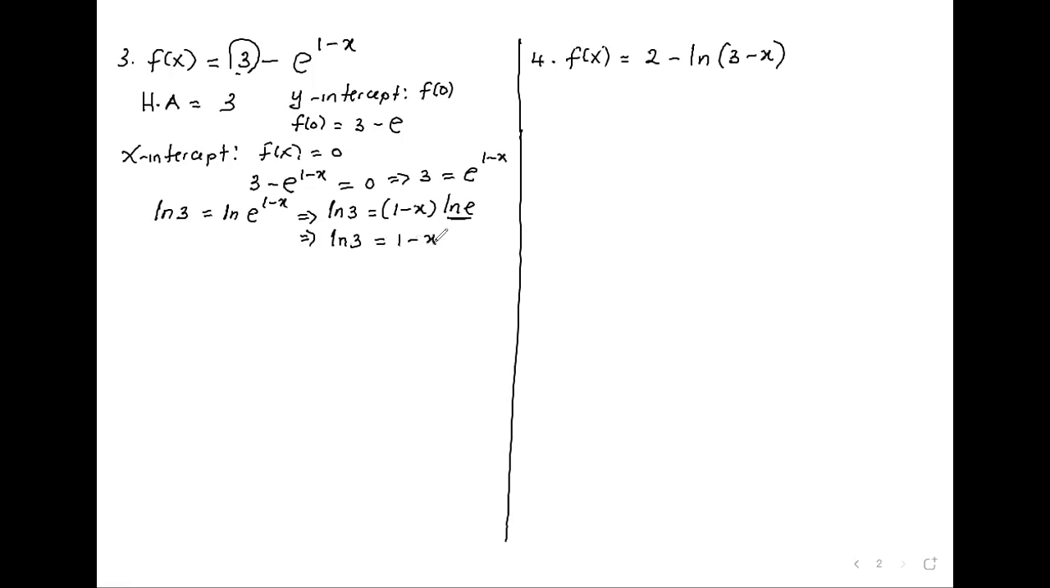Solving for x, we just switch. x is equal to 1 minus ln 3. So you take x the other side to go as positive, then ln the other side to go as negative. Then you're done with the important points. You sketch.